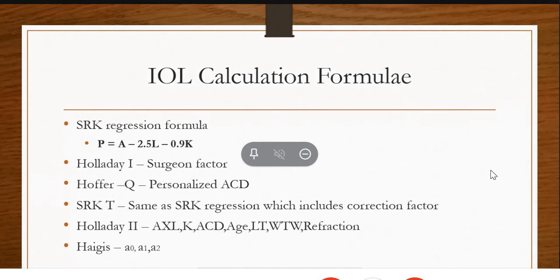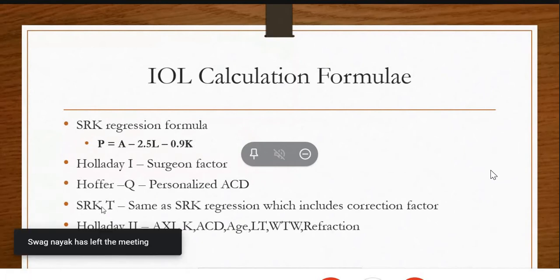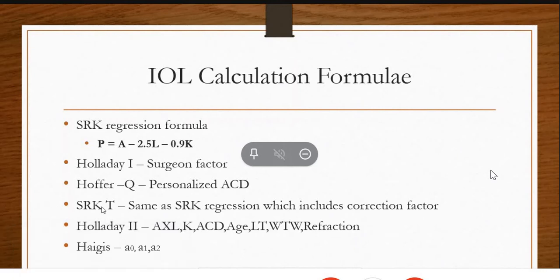Then comes the SRK/T. SRK/T is a widely used formula nowadays in cases of an A scan, and a few consultants will use this in an optical biometer also. So for ultrasound scan, definitely they will go with the SRK/T formula. And a few doctors who have more faith in SRK/T, even though they are using an optical biometer, will go with this SRK/T formula.